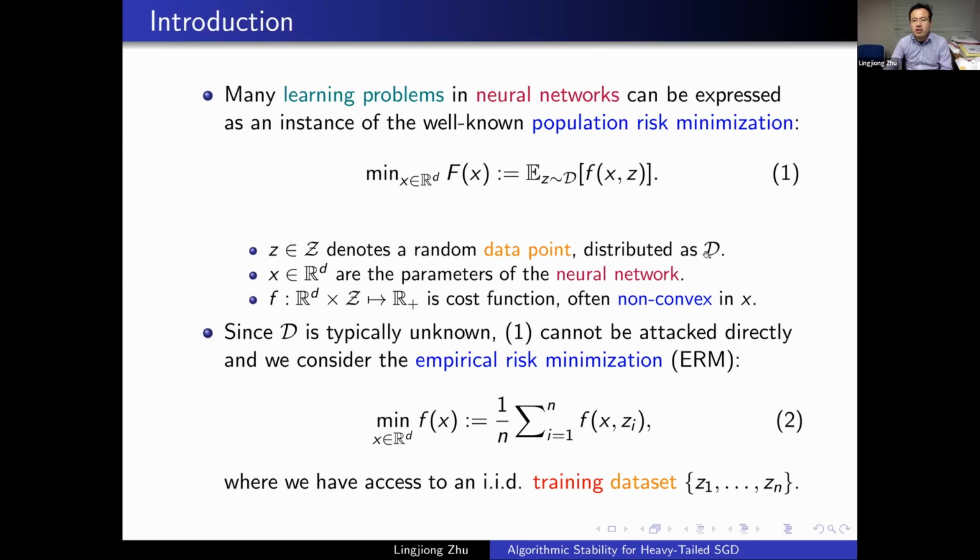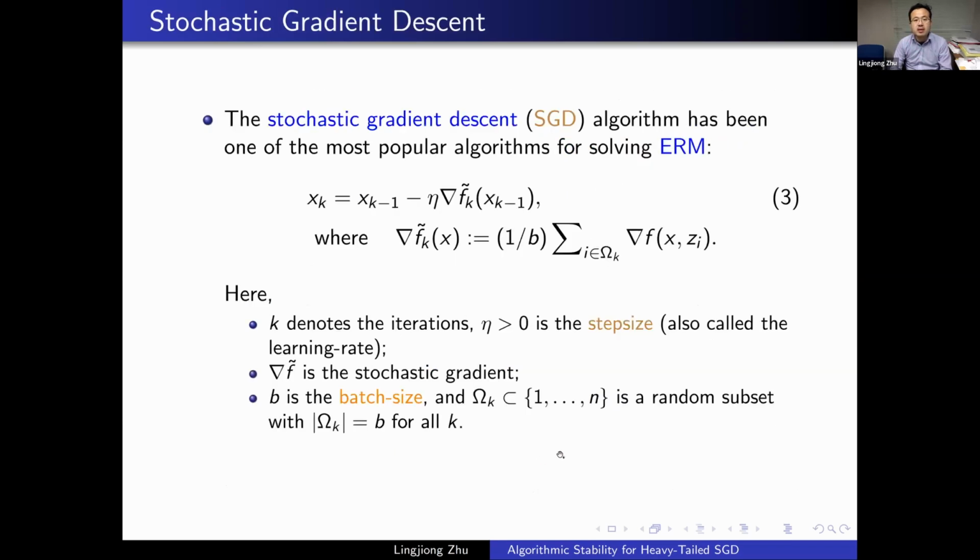For machine learning tasks, whenever you have deep learning, typically F is non-convex in X. Now, of course, since the distribution D is unknown, what people usually do is consider the empirical risk minimization instead, which is given by equation two. So given that you have access to an IID training data set Z1, Z2, ..., Zn, you look at the empirical risk minimization according to equation two instead.